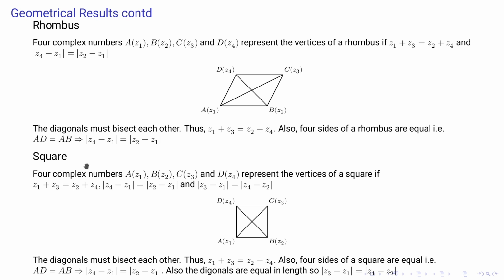For a square, we have the same conditions, plus there will be an extra condition, that the diagonals are equal for a square. So that will introduce the condition mod of Z3 minus Z1 is equal to mod of Z4 minus Z2. So diagonals bisect each other, AB is equal to AD, and diagonals are equal. So there are three conditions for a square.